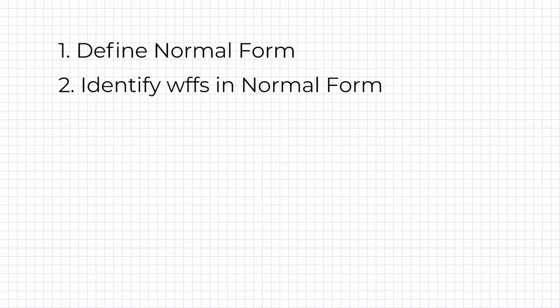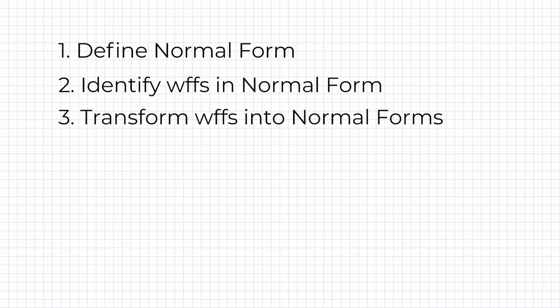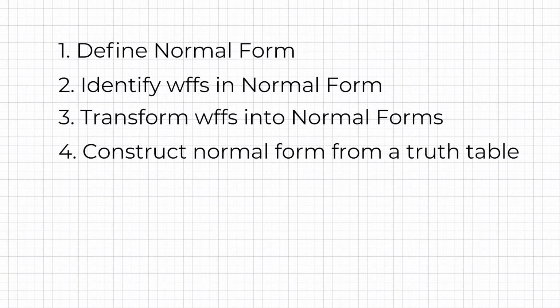The goal of this video is to explain what normal forms are in propositional logic, specifically disjunctive normal form and conjunctive normal form. By the end of this video, you should be able to define what a normal form is, identify formulas that are in normal form, take formulas that are not in normal form and transform those into ones that are, as well as look at a truth function or truth table and construct a formula that is in normal form that expresses that function.